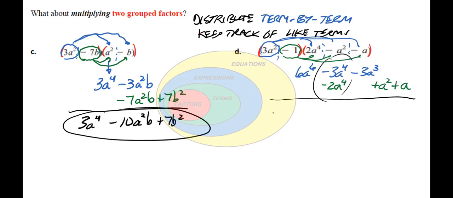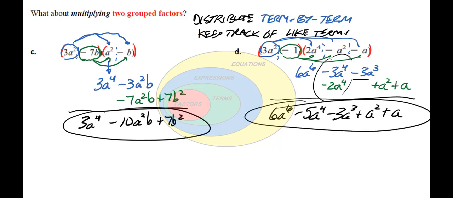So my answer is going to be a 6a to the sixth. Negative 3 and negative 2 is negative 5a to the fourth, just combining the terms. I have this negative 3a cubed. I have an a squared and then an a. So again, all those terms are different powers on the variables. So the idea is to just distribute term by term and keep track of like terms so that you can combine any at the end.